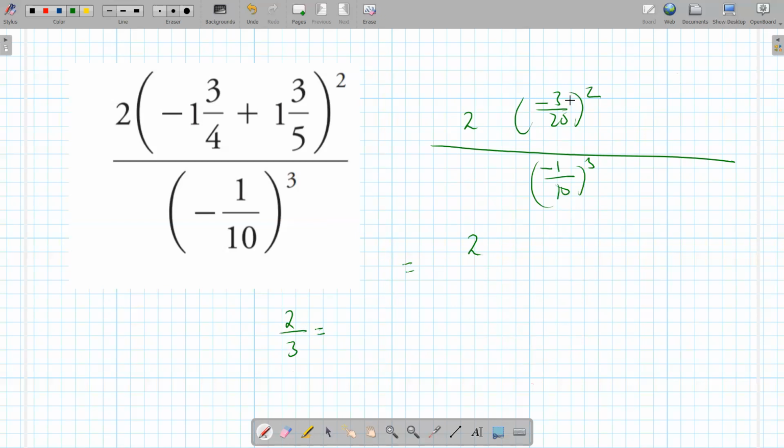So what's negative 3 squared? It's not negative 9. We're doing negative 3 squared, okay? Because you're doing negative 3 over 20 times negative 3 over 20, you see? Negative 3 times negative 3 is a positive 9, okay? And then we're dividing this by, and if you open this bracket, you'll just get negative 1. Negative 1 cubed is negative 1.